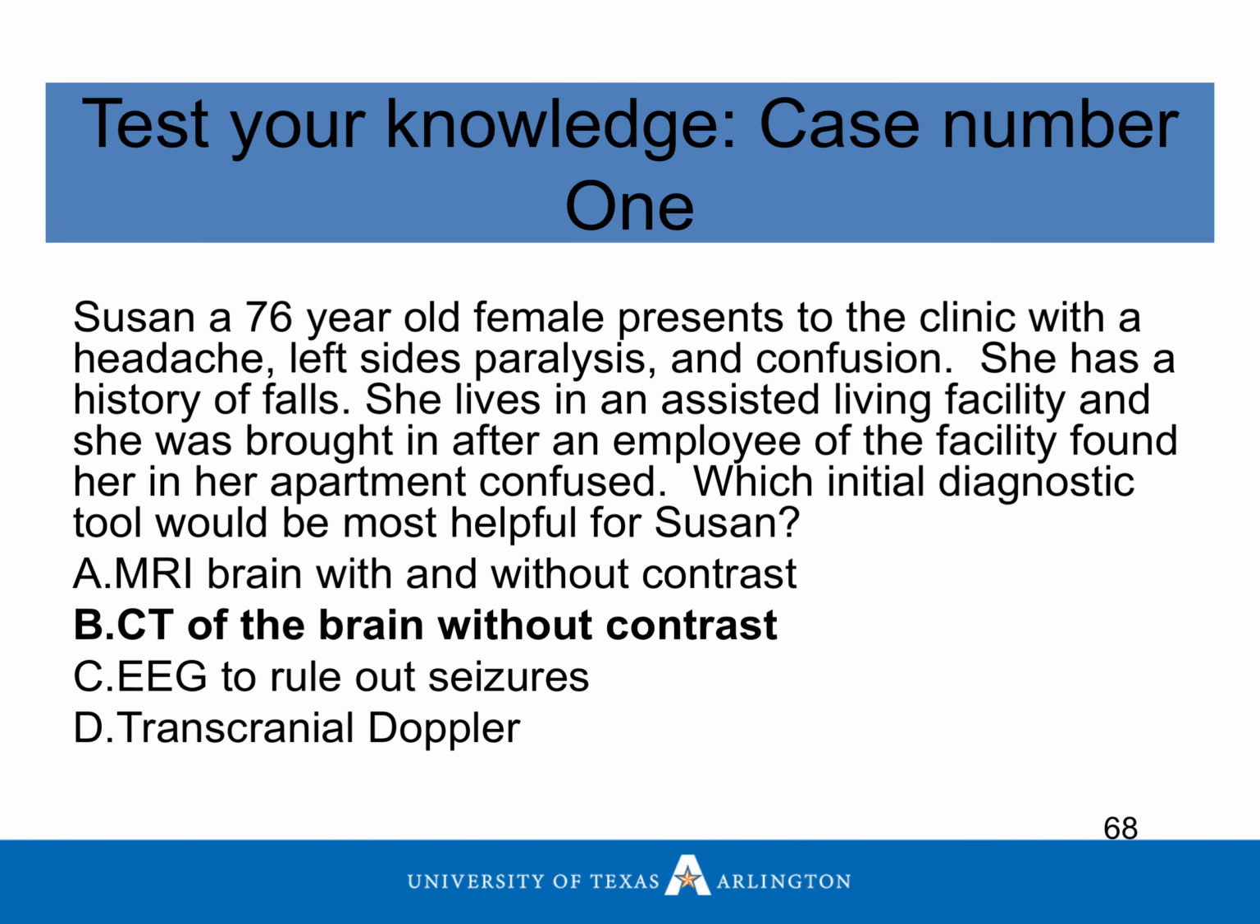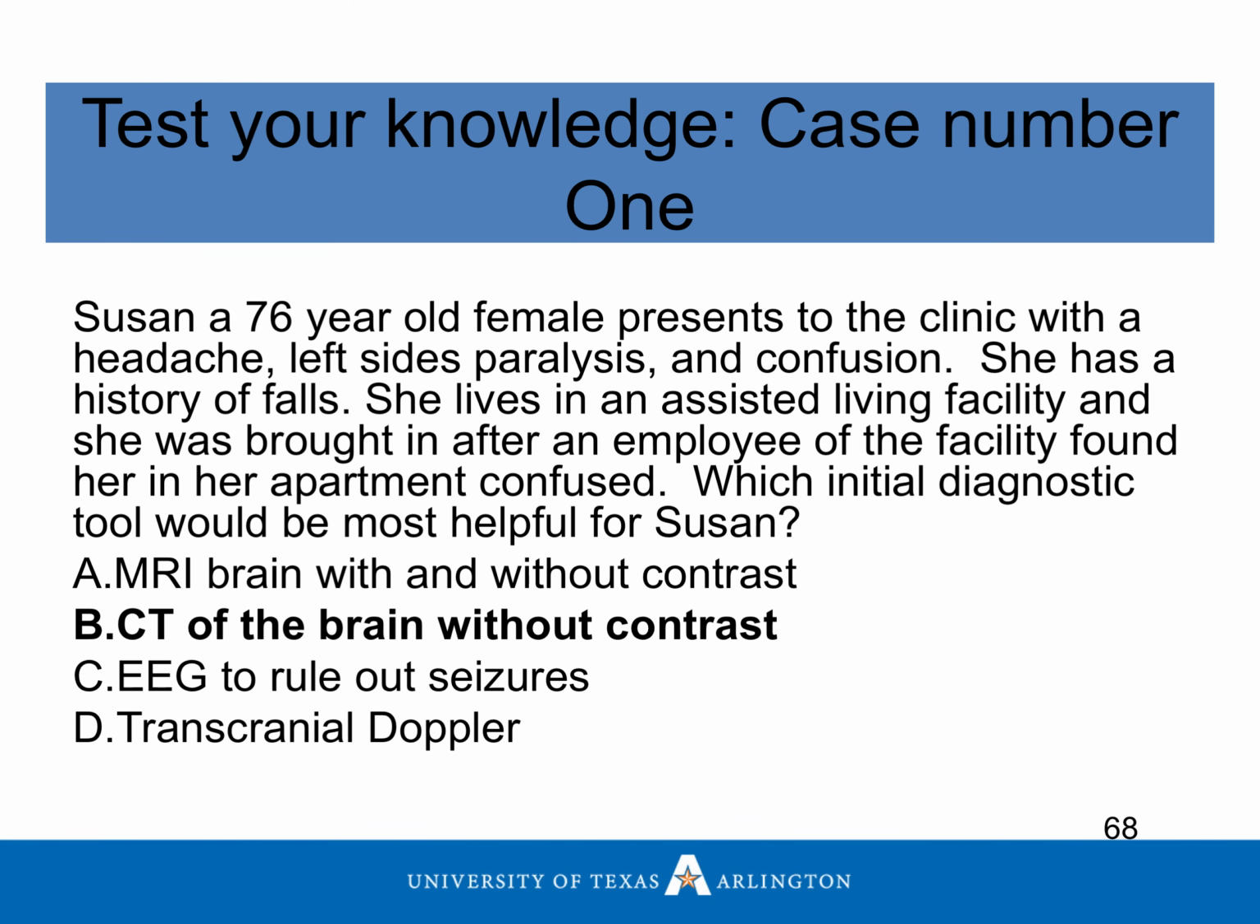Okay, so the answer here is a CT of the brain without contrast. So Susan has quite a few risk factors. She's older, and she also lives in assisted living. She has a history of falls. No one knows what exactly happened because she was found. And so she could have had an ischemic event. We don't know the onset, how long it's been, and we don't know if she has had a fall directly right before this, before she was found.